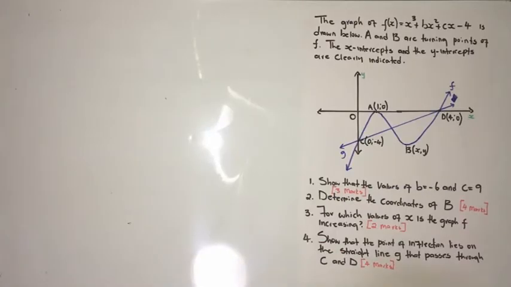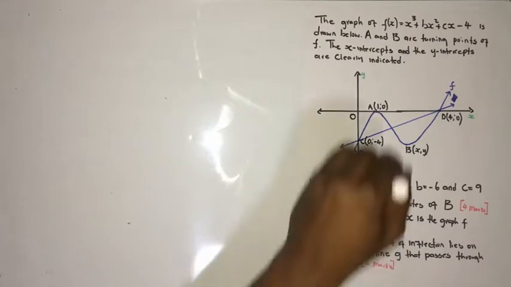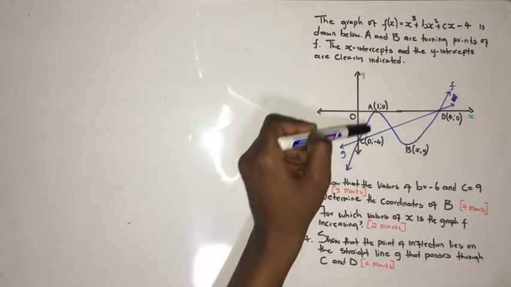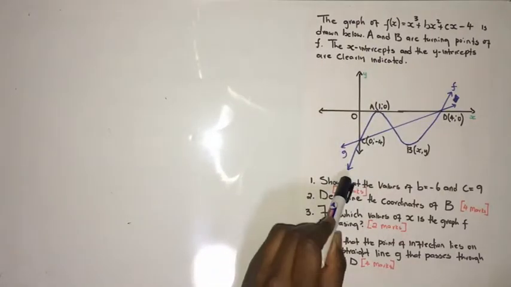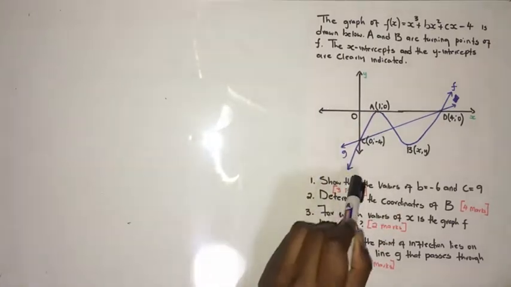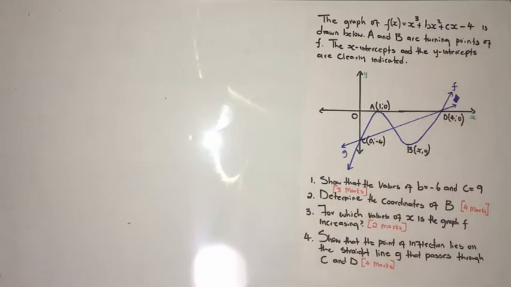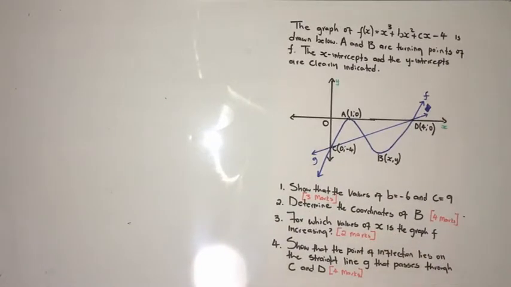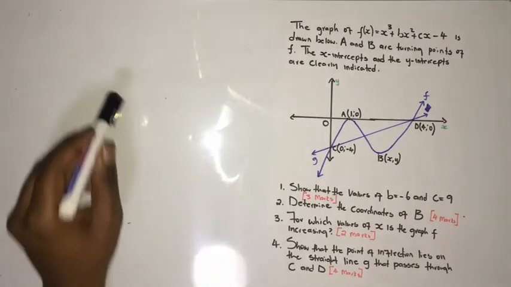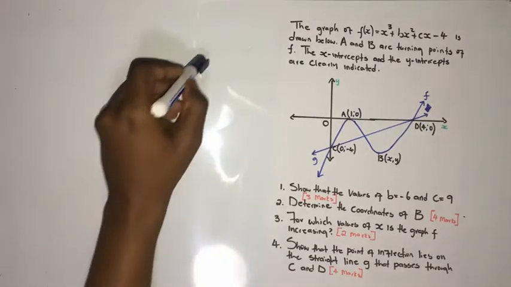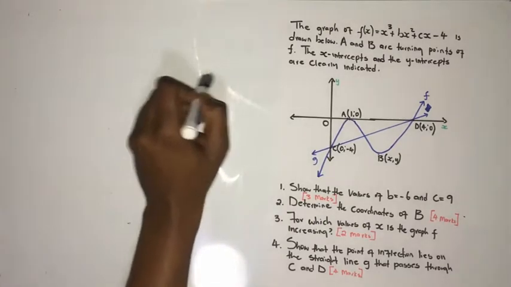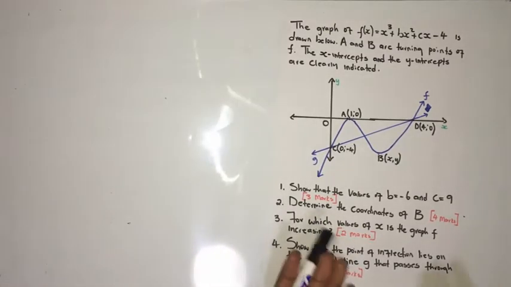The next question is asking for which values of x the graph f is increasing. We know when a function is increasing, it's going up, looking at it from left to right. So we already know it's from negative infinity to that point, and also from that point to positive infinity. We can easily see that from the graph. If you don't have the graph, then you'll have to go to that derivative function you found, say that function is greater than 0, then solve that inequality. But because we have a graph now, it makes it simple.